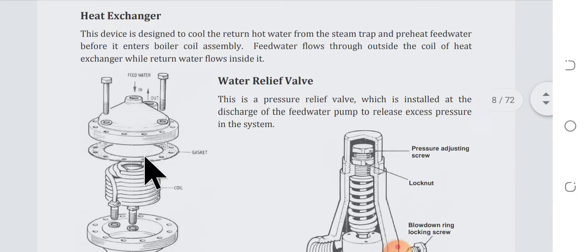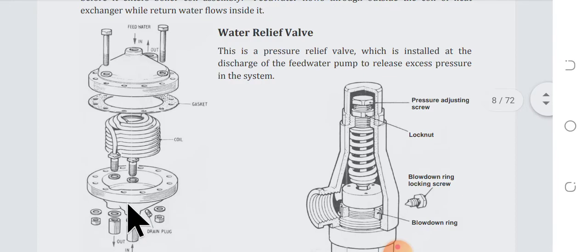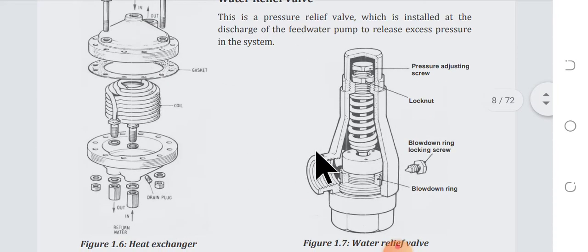Now we have the heat exchanger. As I told you, the incoming water to the boiler is further heated by the condensate steam coming from the steam separator. The water is coming in the shell, and in the tube we have the condensate steam coming from the steam separator. This is the water relief valve.